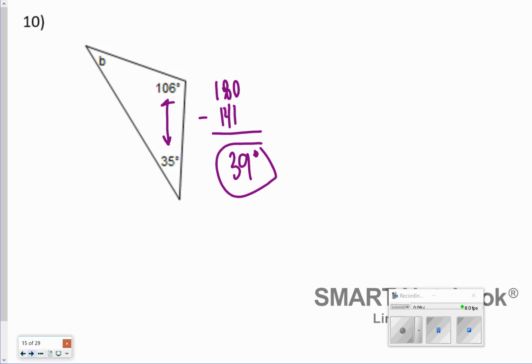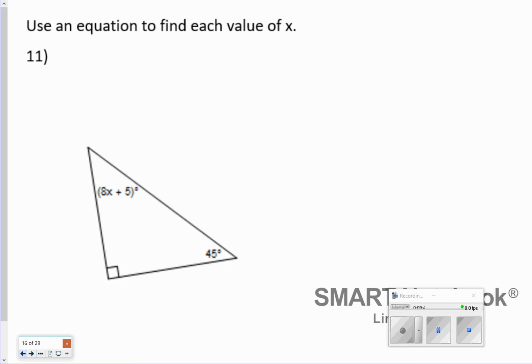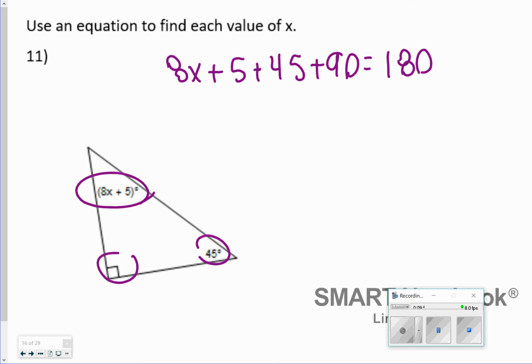Going on to your next page, these take a little bit more time because you want to use an equation to find the value of x. So what I did here is I wrote an equation first, adding all of these together, and then equaling the degrees of a triangle, which is 180. Once you have your equation written, then you can go ahead and combine like terms.